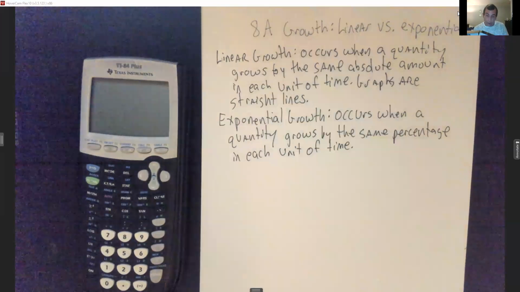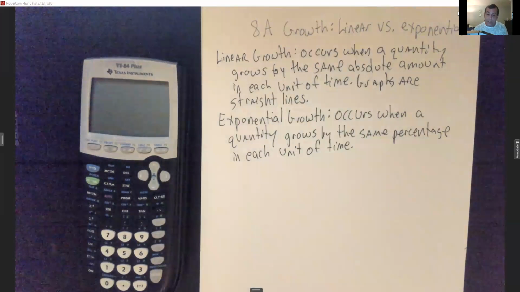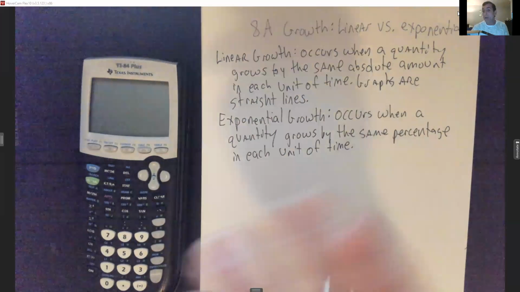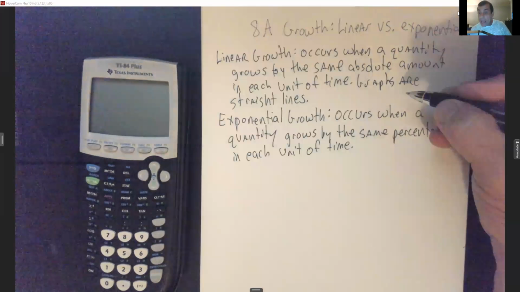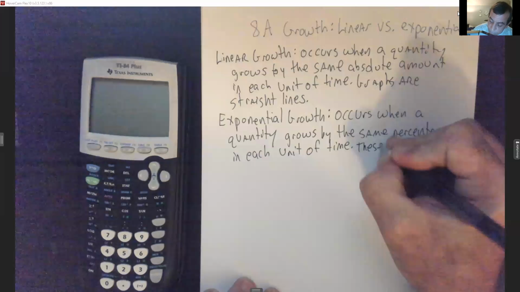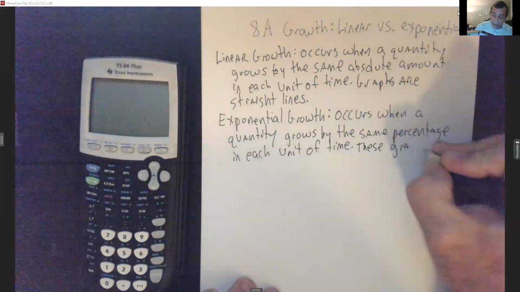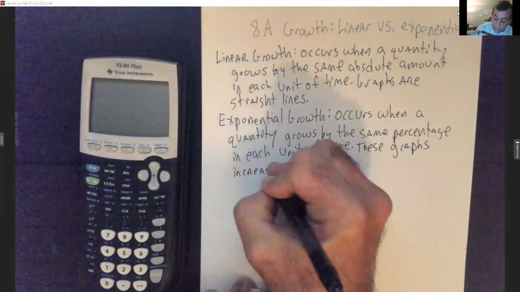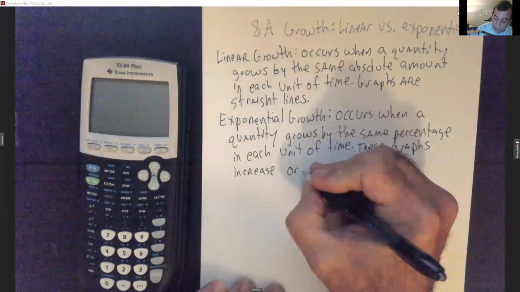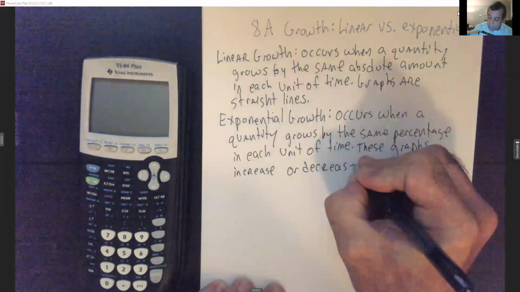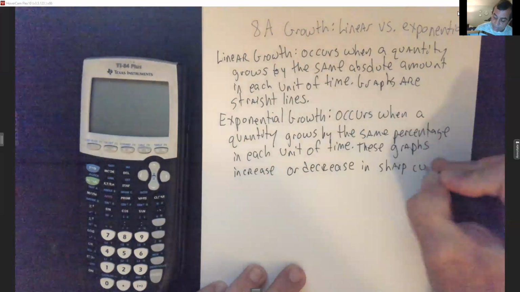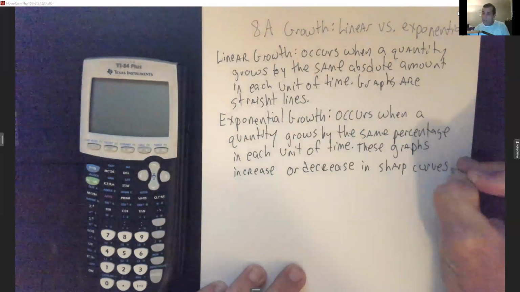So when we were doing compound interest, we saw graphs that sort of came out and curved up a lot. Those were exponential graphs. So these graphs increase or decrease in sharp curves. They're not going to be straight.